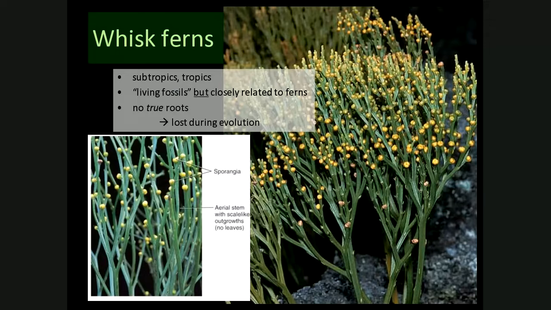They have no true roots, which we think they may have lost during evolution, growing in the tropics and the subtropics, where the way the environment is, oftentimes roots aren't completely necessary. They have aerial stems without growth. The stem is the photosynthetic part. There are no leaves, so the stem does the photosynthesizing, and then as I said, the yellow is the sporangia at the top. Again, it's named that, I guess, because it looks like a whisk broom.